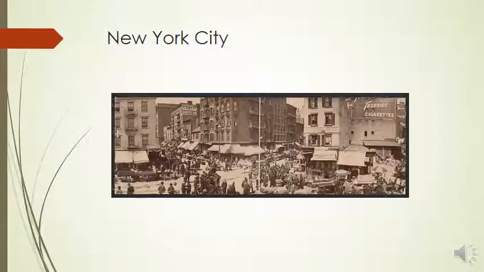This next slide is showing you New York City in the areas where the Ashkenazi Jewish population went to when they came to the United States. And you can see how crowded it is, and you know that the sanitary conditions would not be very good, and they'd be ripe for something like tuberculosis.